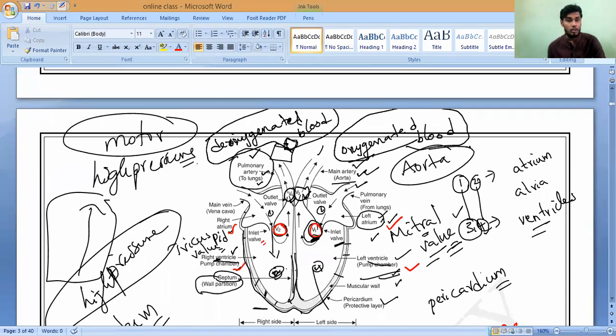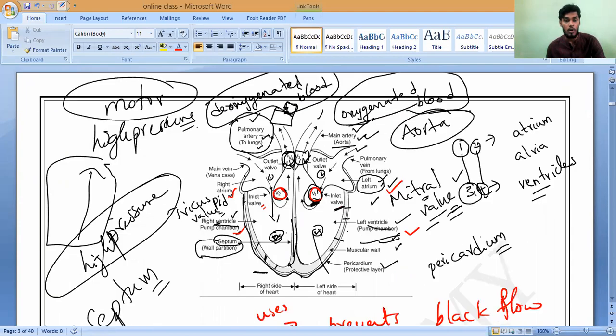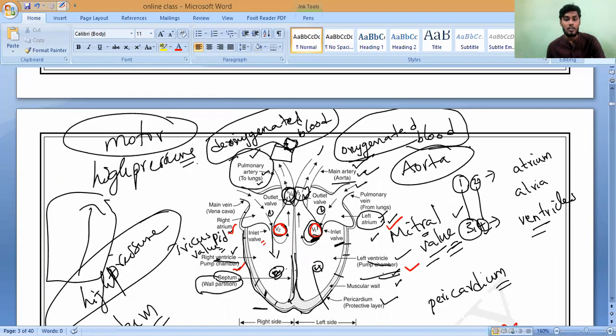Right ventricle, through which wall? V4. Also remember, V4 is only for deoxygenated blood.